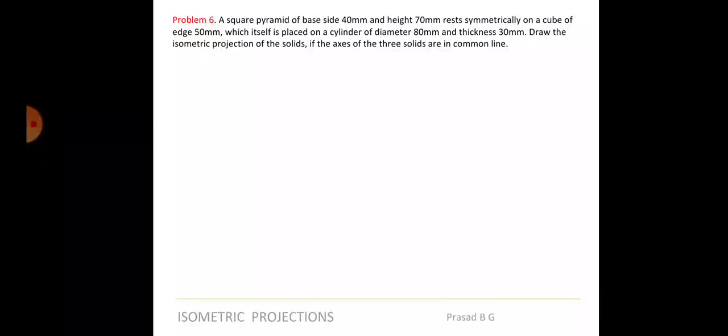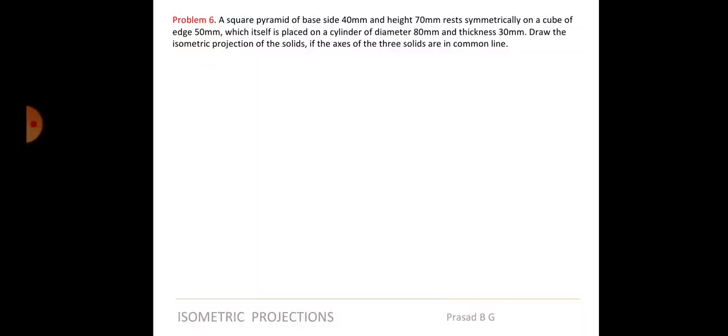So I'll just explain this one problem, and then probably we'll stop with isometry here itself, and then you have to do all the remaining problems on your own. We have given the base for all the problems. So I personally wanted to do this particular problem. Okay. So the question is like this: a square pyramid of base side 40 mm and height 70 mm.